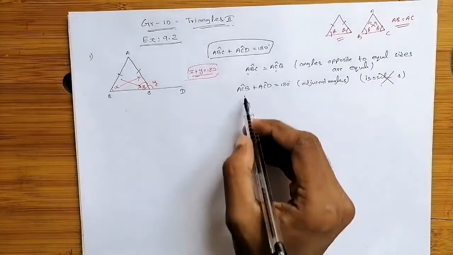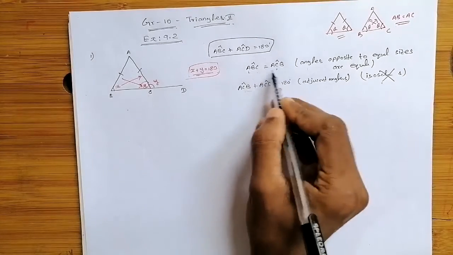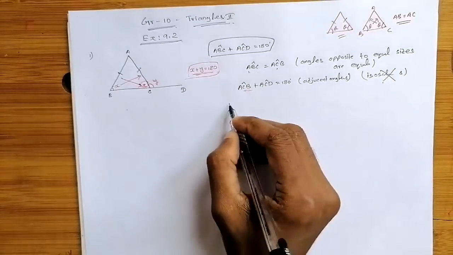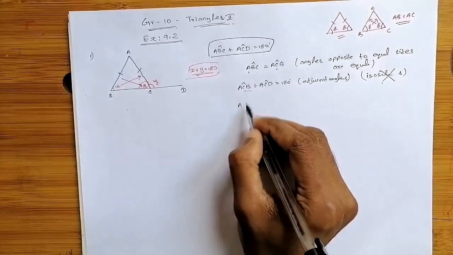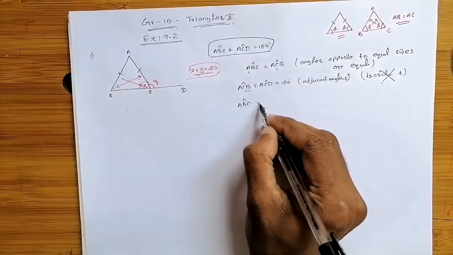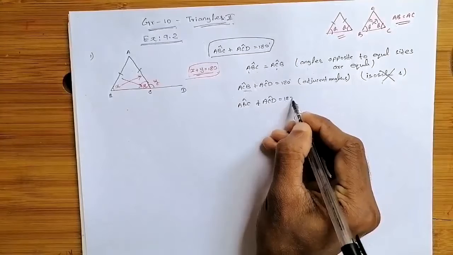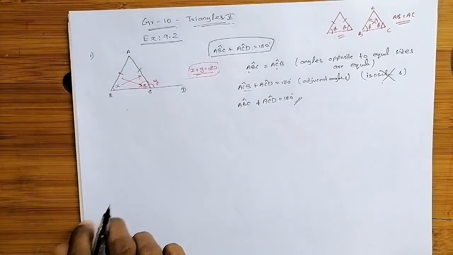Okay, so instead of ACB, we can substitute ABC because we proved that. Instead of ACB, we can substitute ABC. So if you substitute it, ABC plus ACD is equal to 180. So that's what they asked to prove.